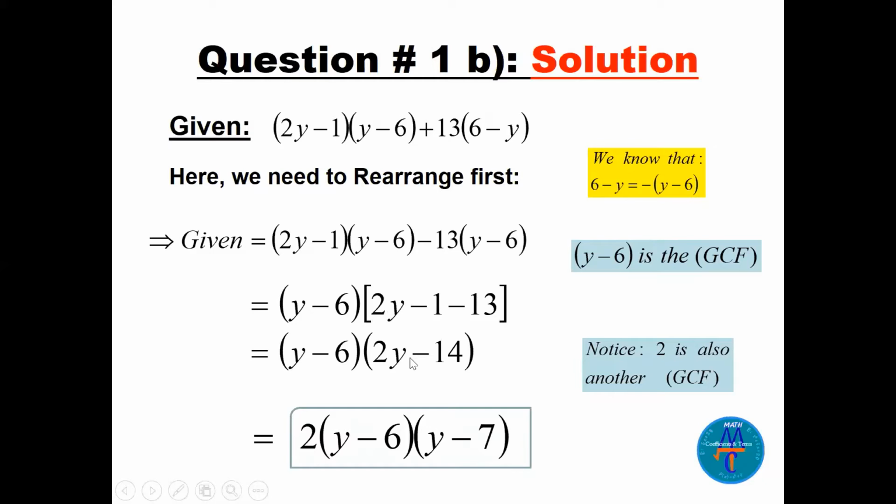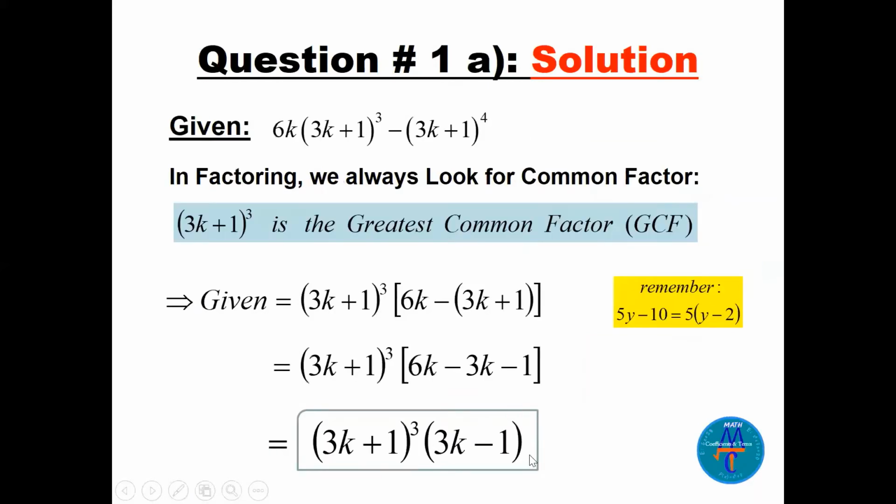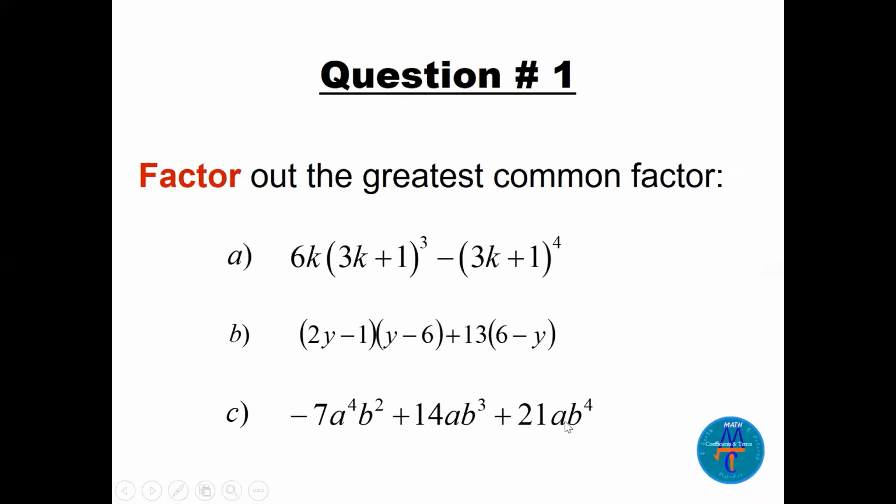Before we finish, we notice 2 is another GCF. You cannot leave it. You have to factor completely. So take the 2 out: 2 times y minus 6, and if you take 2 from 2y minus 14, you get y minus 7. That's the final answer. Now, number 3, I think more difficult. If you want to try, you can pause the video and try. Then you can come back to the solution. I will show you the solution now.